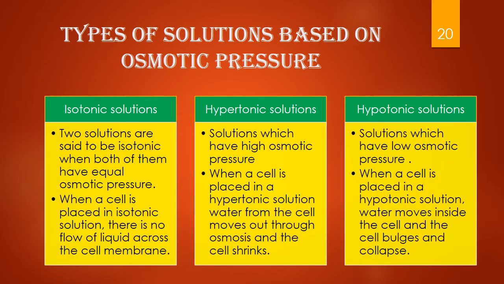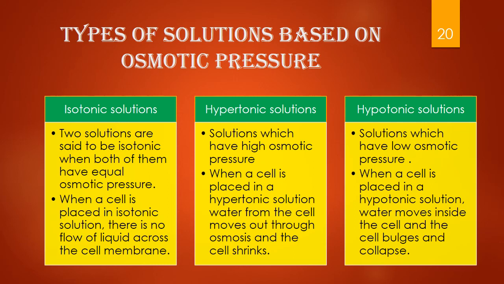Now, before moving on to the next point, first we will see the different types of solutions based on osmotic pressure. We have three different types of solutions. One is called isotonic solution, the other one hypertonic, and the third one hypotonic solutions. When do you say that the solution is isotonic? Two solutions are said to be isotonic when both of them have equal osmotic pressure. In such a condition, when we place a cell in the two solutions, there is no change in the size of the cell.